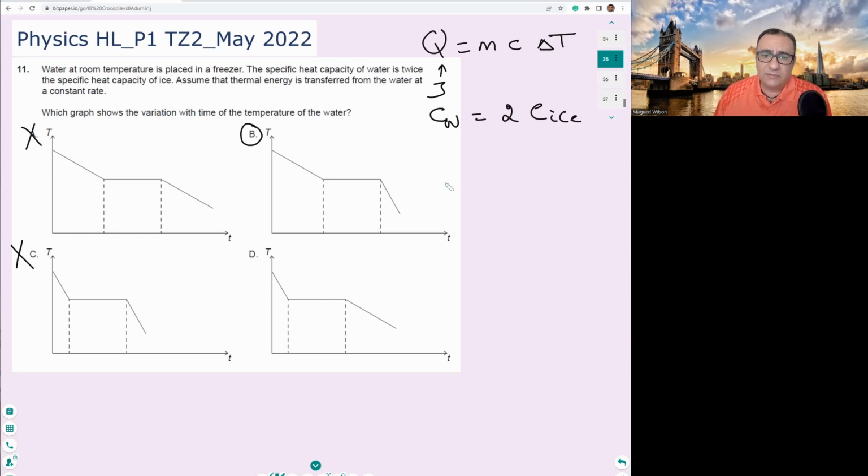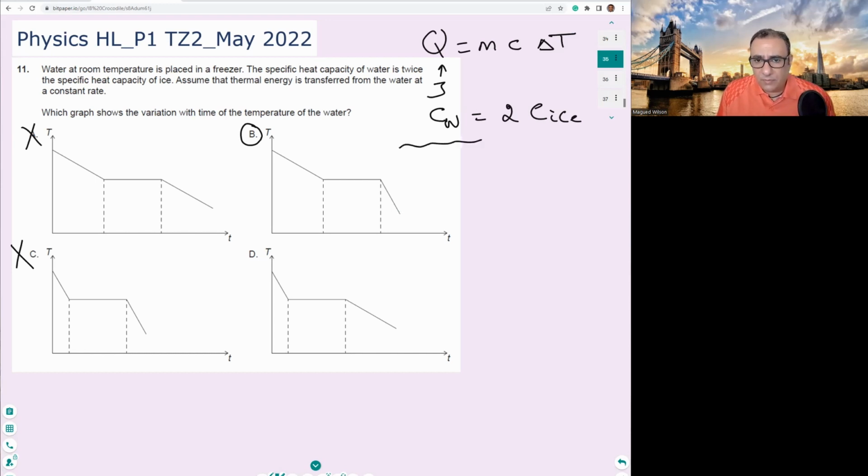Why? Because the specific heat capacity of water will take a more gentle slope compared to the slope of ice, the change in temperature versus time. Okay, so this is the first approach. I call it we think physics. Now, if you want to take the second approach also, you are welcome. So now let us talk about the mathematical approach, how to approach this question mathematically.